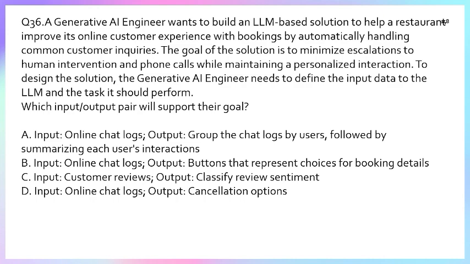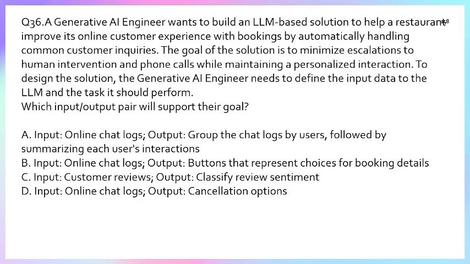So, if we talk about the options, in all the options, the input is online chat log. Only option C has a customer review. Customer review is only to know what the feedback was. So option C is incorrect here, eliminated, cancelled. A, B, and D are the options we have to discuss.